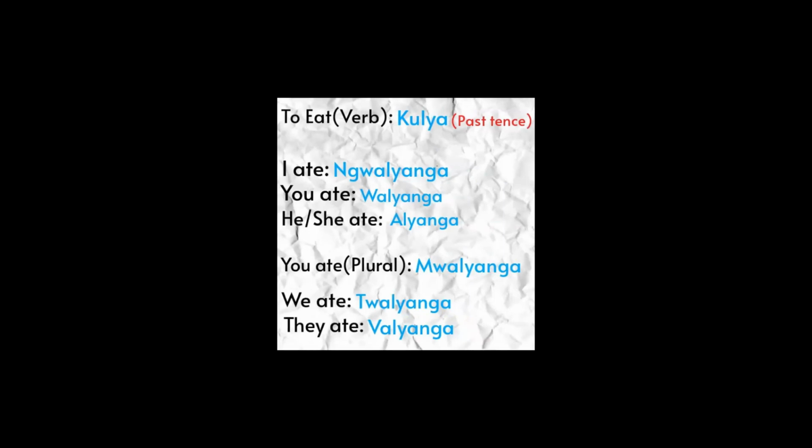So you say I have eaten: ngunali. You have eaten: unali. He or she has eaten: nali. You have eaten, plural: munali, like Munali Secondary School or Munali constituency. We have eaten: tunali. They have eaten: banali.